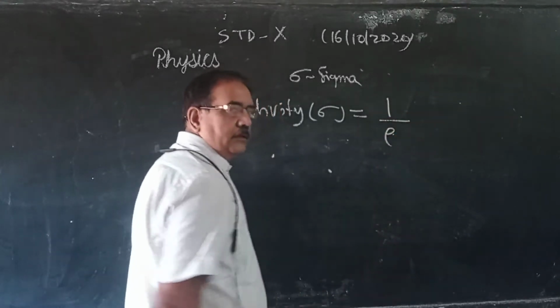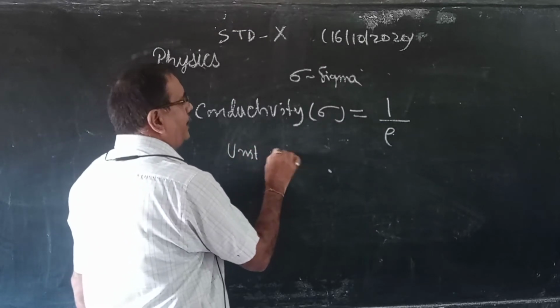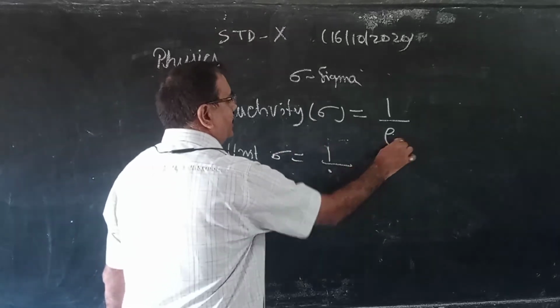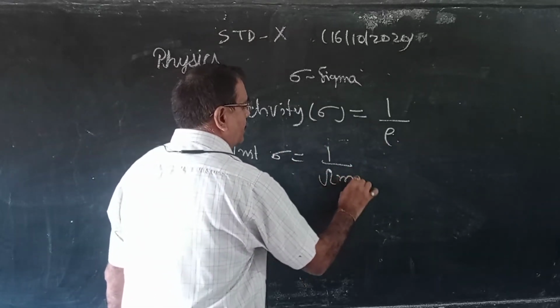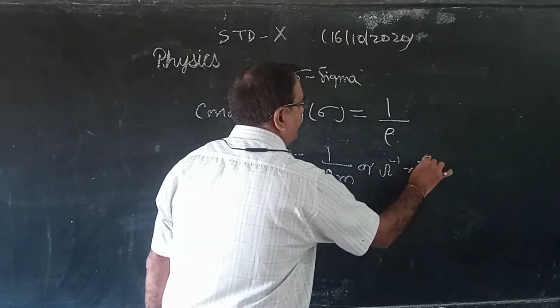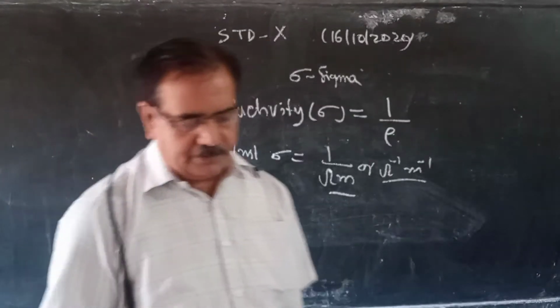So what is the unit of conductivity? The unit will be of 1 by resistivity. The unit of resistivity is ohm meter, so we can write ohm minus 1 meter minus 1. So this is the unit of conductivity.